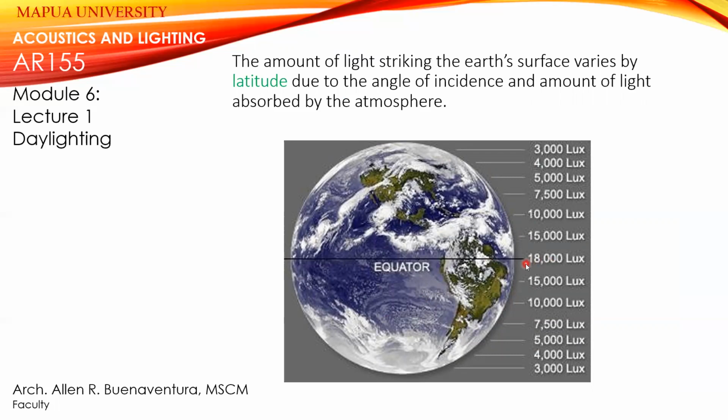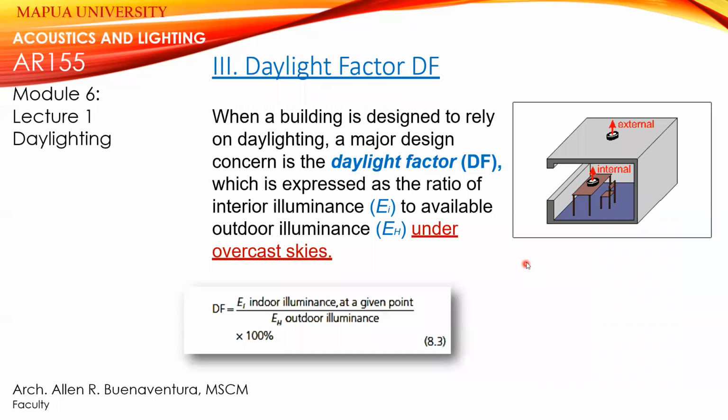Okay, so daylight factor, or DF. When a building is designed to rely on daylighting, a major design concern is the daylighting factor, which is expressed as the ratio of indoor illuminance, which is EI, to available outdoor illuminance, which is EH, under overcast sky. So EI divided by EH, times 100, that is the daylight factor.